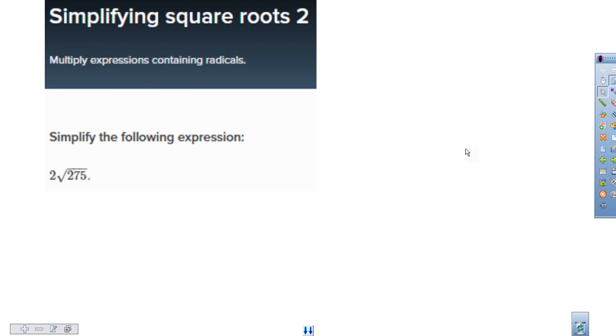Okay, so this is the last set in Adventure 7 that you're going to be working on here. Simplifying square roots 2, and we're going to be multiplying expressions containing radicals. So 2 times root 275.